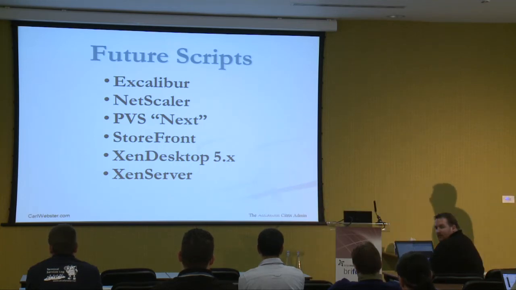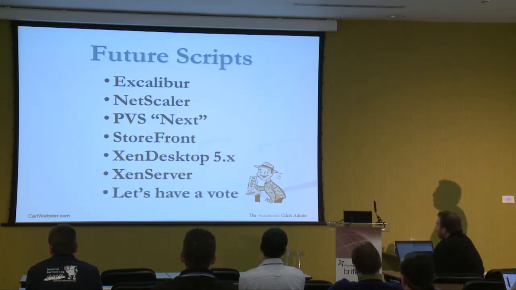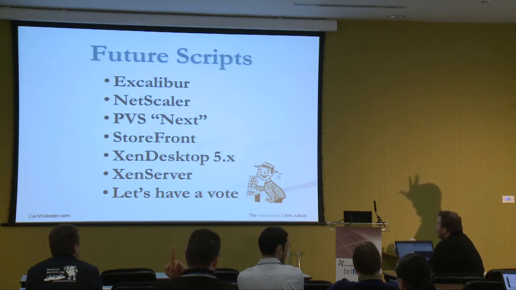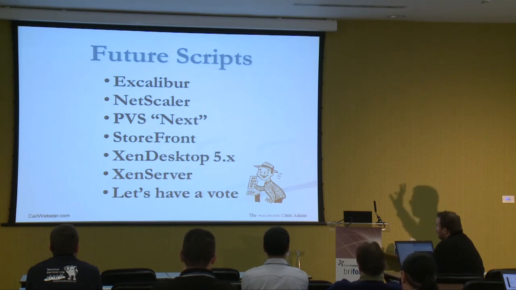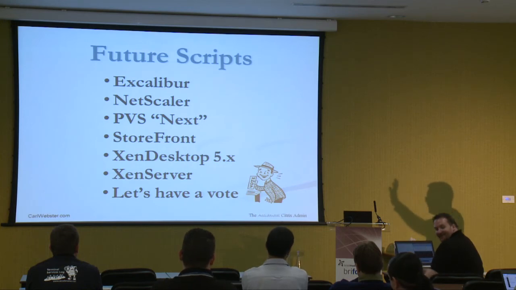So, have a vote. Which one do y'all want? Excalibur? Netscaler? PBS Next? Storefront? Zen Desktop? Yeah, that's what I thought. And Zen Server?